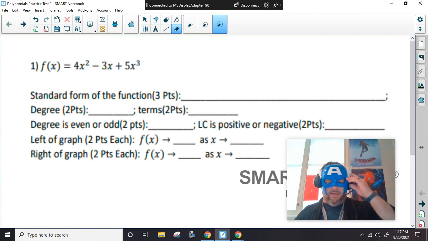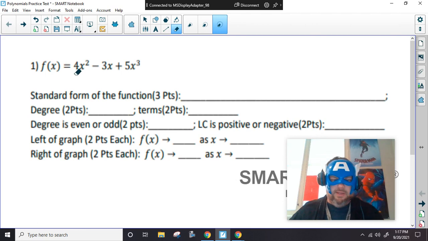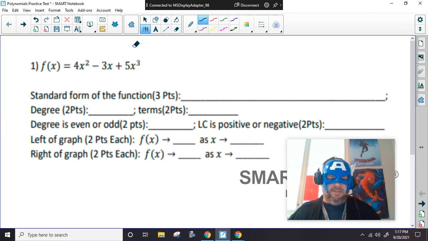We are doing mask optional at our school now, so this is the mask I decided to wear because it's a mask and it's kind of optionally covering part of my face.